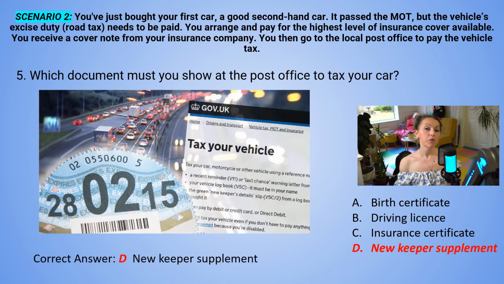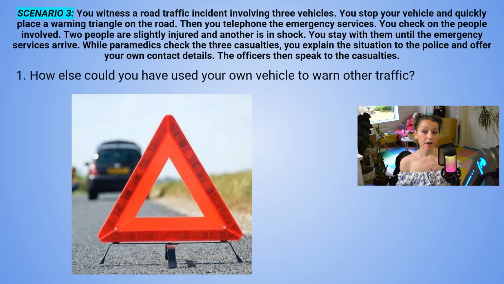And now we are moving on to scenario number 3. You witness a road traffic incident involving 3 vehicles. You stop your vehicle and quickly place a warning triangle on the road. Then you call the emergency services. You check on the people involved in the incident. 2 people are slightly injured and another one is in shock. You stay with them until the emergency services arrive.